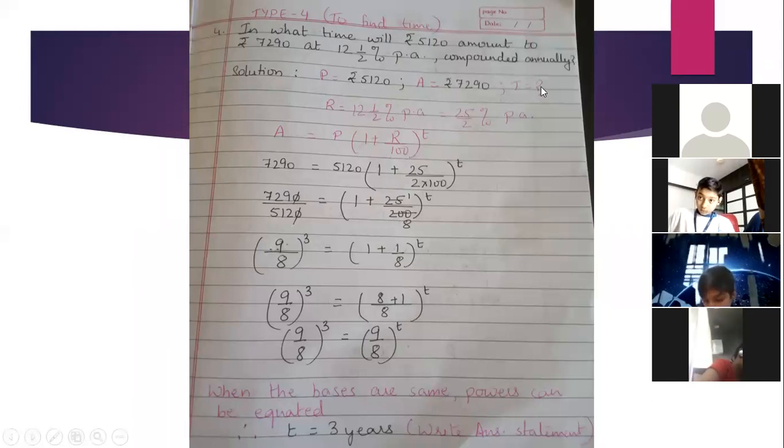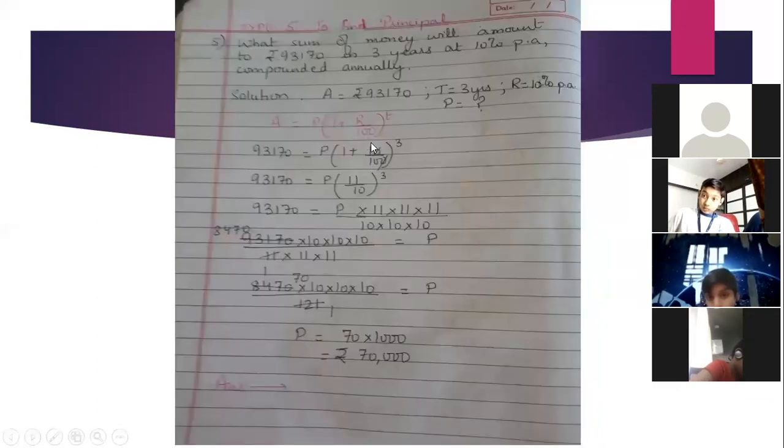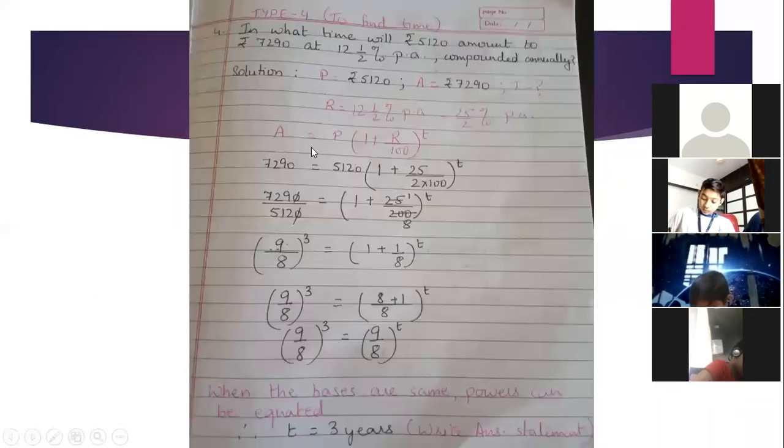Time is what we have to calculate. So I put a question mark. Rate is 12.5%. You convert it into an improper fraction because you need to convert it. So it is 12 into 2 plus 1, that is 25 upon 2% per annum. Then next step, write the formula, put the values.